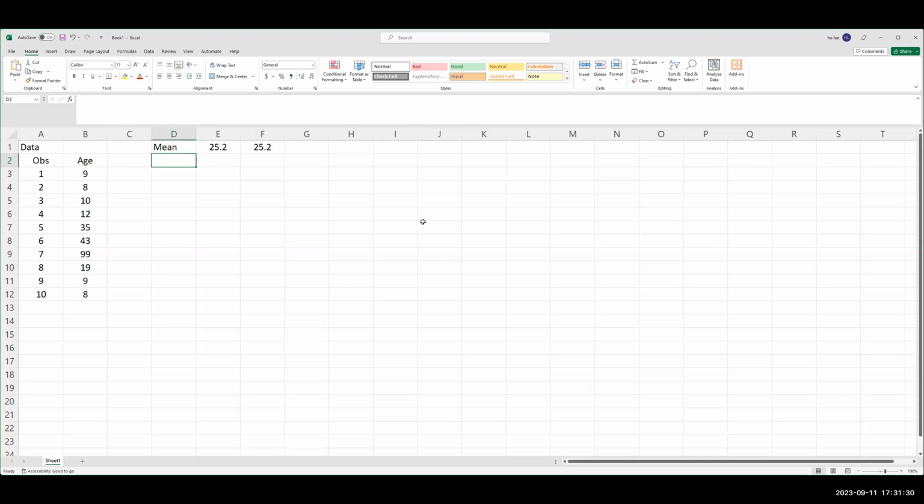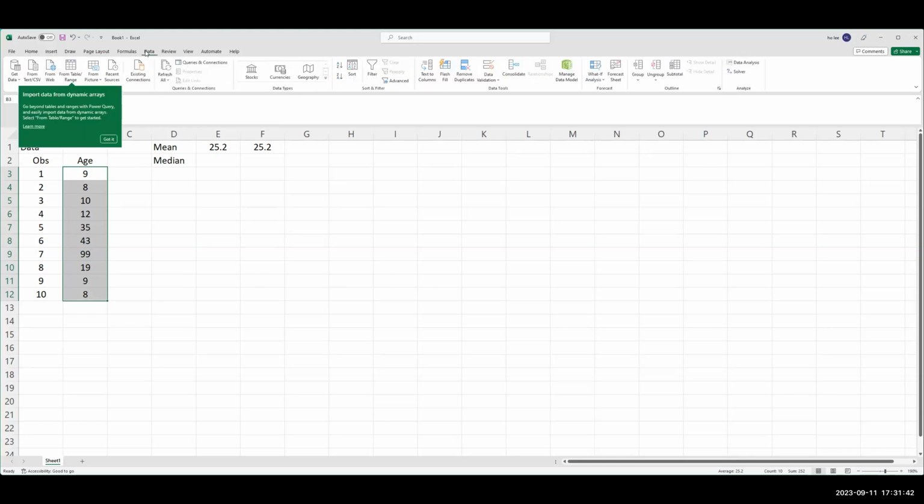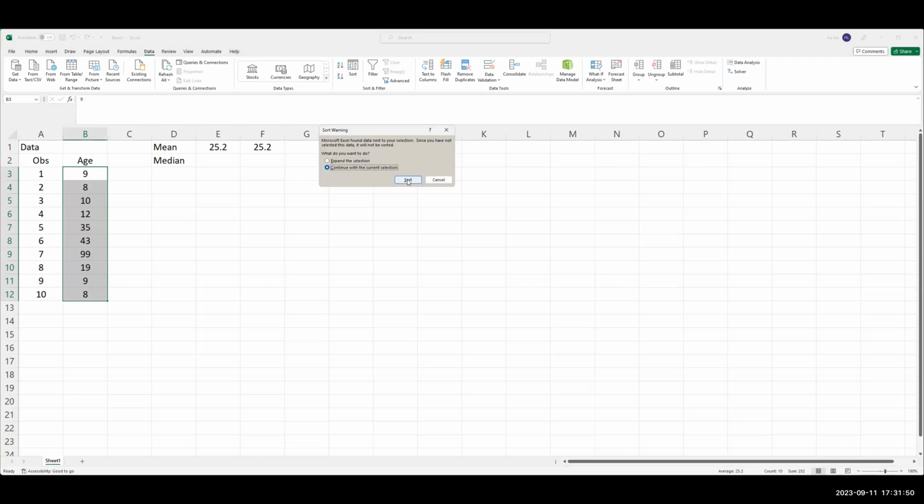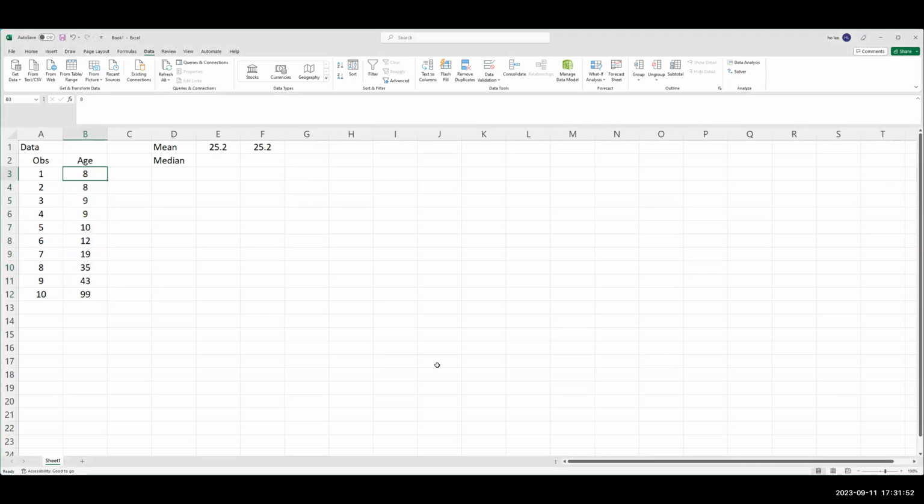Okay. Now let's calculate the median. For the median, they say, well, golly, you should sort this first. Okay, so let's sort it. Data, you go to data and sort. Just continue, sort. And we sorted the data. It went 8, 8, 9, 9, so it goes like this. Okay, from lowest to highest.